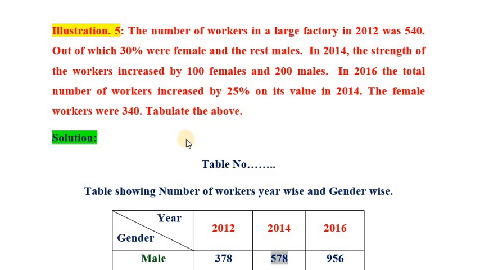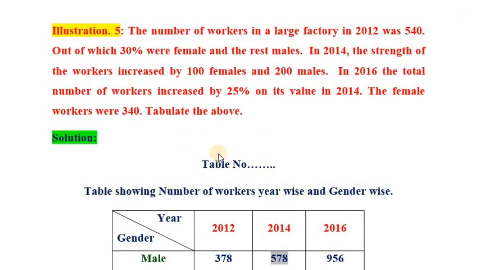Let us follow the steps which I have mentioned in solving the previous problem. After reading the problem, just identify the variables. After reading this problem, we have identified year as one variable, and gender as another variable, that is male and female. So in this problem, we have identified two variables, that is year and gender. The number of years is given, and then the information about the gender, that is female and male, is given in the problem.